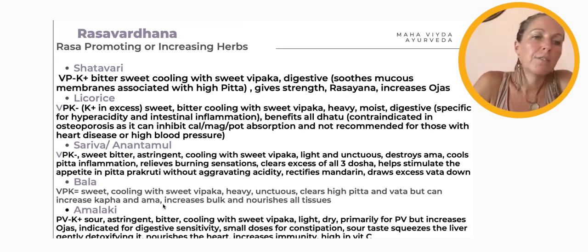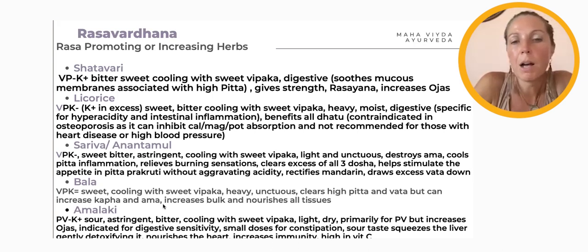Bala is vata pitta kapha balancing. It's sweet, cooling, sweet vipaka, post-digestive effect. It's heavy, unctuous, clears high pitta and kapha, but can increase kapha and ama, increases bulk, and nourishes all tissues.